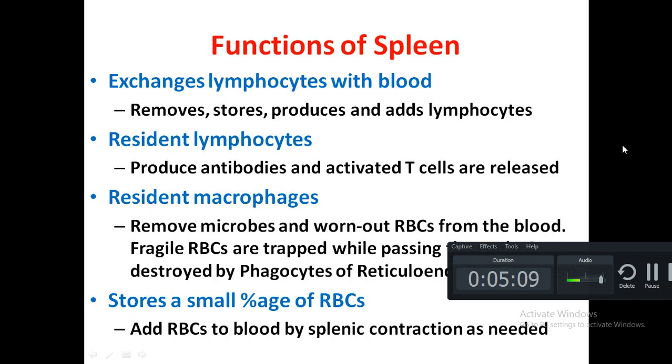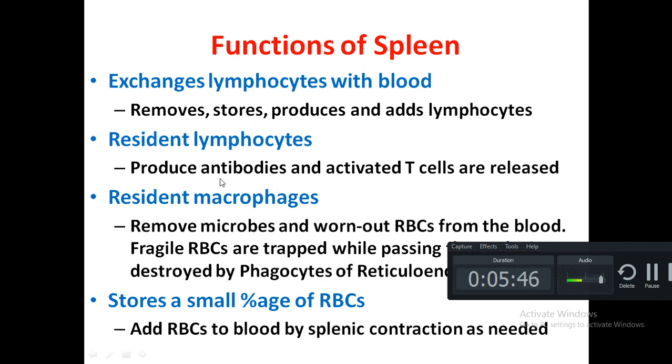Now the functions of the spleen. The first function of the spleen is that it exchanges lymphocytes with the blood. That means it not only produces, but it also stores and then adds lymphocytes whenever there is a need of more lymphocytes in the body, and at the same time it also removes lymphocytes from the bloodstream, and then these lymphocytes are stored in this area, and this is the major function of the spleen.